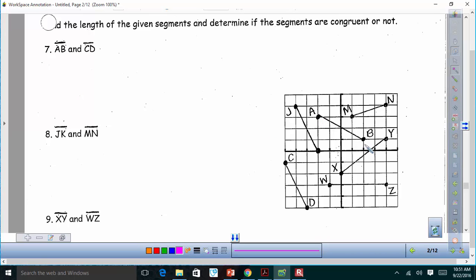So, in order to find the distance from A to B, we actually need to know what points A and B are. If I start at the origin and I go to A, I would have to go up 1, 2, 3, and to the left 2. So what would A be? -2, 3. Okay, and then B would be, we go right 2, up 1. So it would be 2, 1.